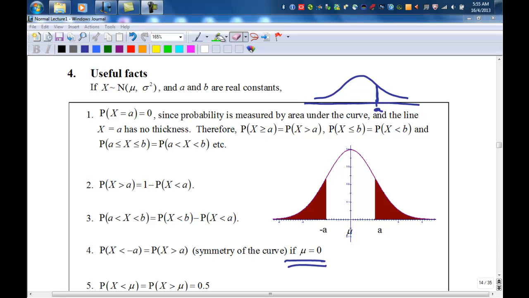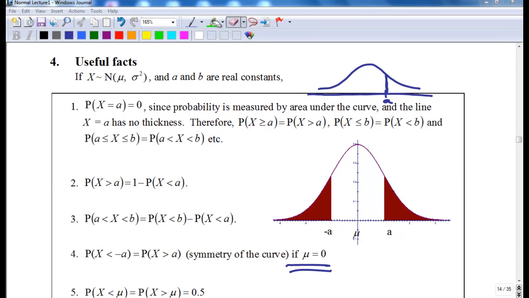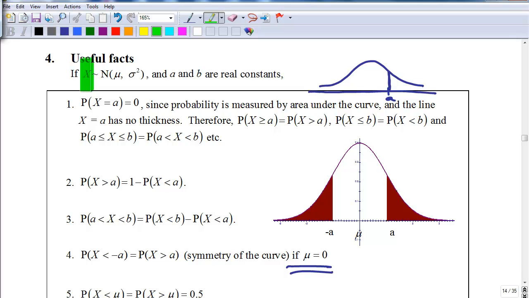Section 4 contains useful facts for you to use when you want to find normal probabilities using the CDF function in your GC. Now, in this section, I will use X follows a normal distribution with mean mu and variance sigma squared, and A and B are just two real arbitrary constants.